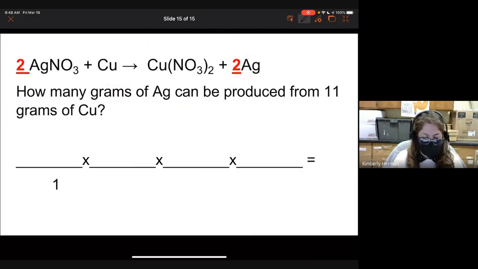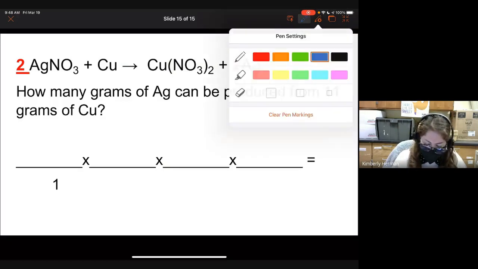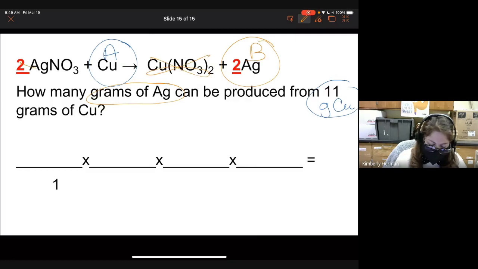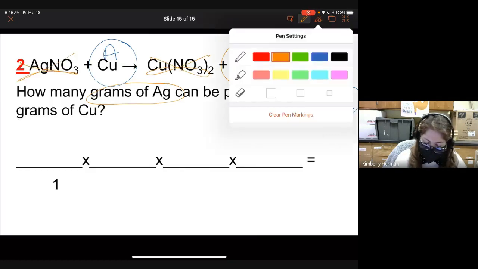Okay, our final one. How many grams of Ag can be produced from 11 grams of Cu? So we're going to see that we have 11 grams of Cu. So we find Cu. That's going to be my A. And then we find Ag is my grams. That's going to be my B. And then I don't care about these two. So let's start to set it up.